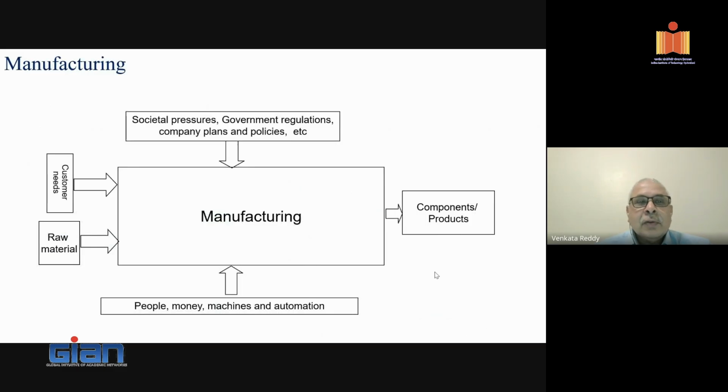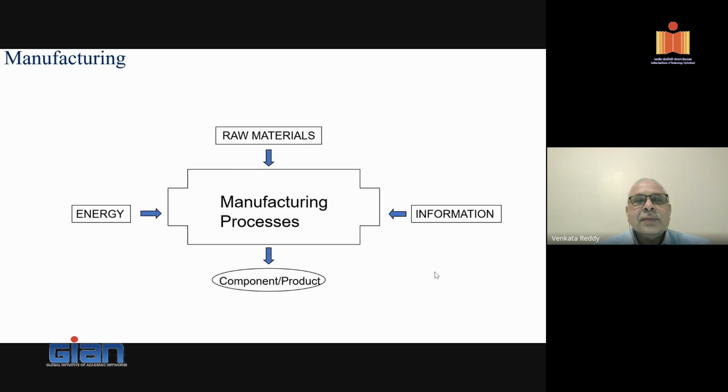Okay, now some of these slides I'll skip. Whenever you are thinking of manufacturing, there is basically a black box: customer needs, raw material, societal pressures, government regulation, company plans, policies. So many other inputs will be important. You need to maintain those constraints, and you have to put in money, people, machines, automation. Then the components and products will come out of that black box.